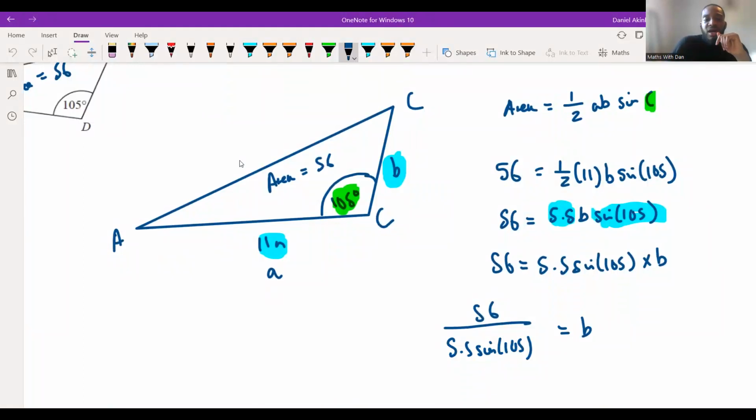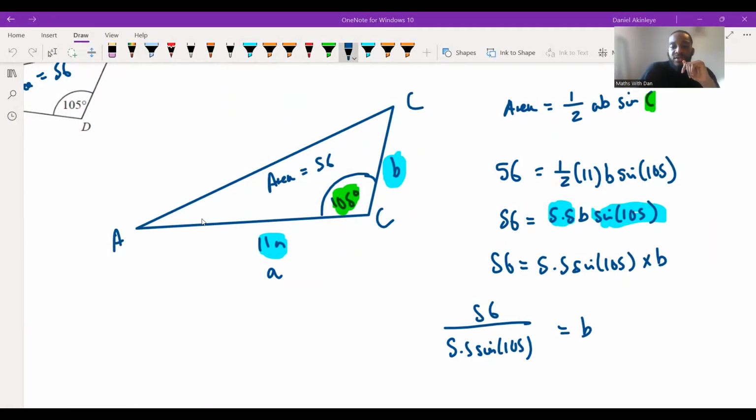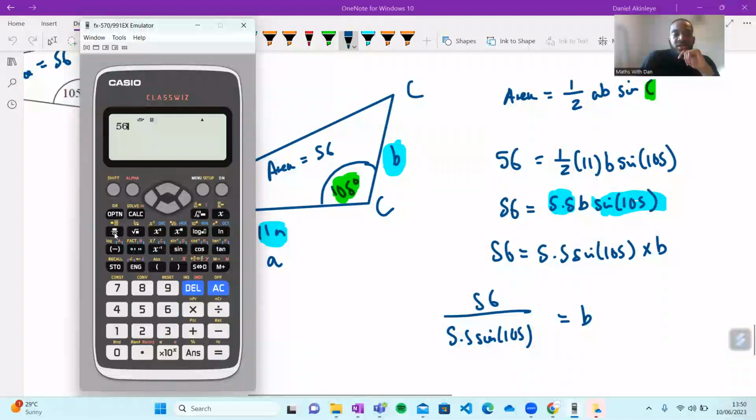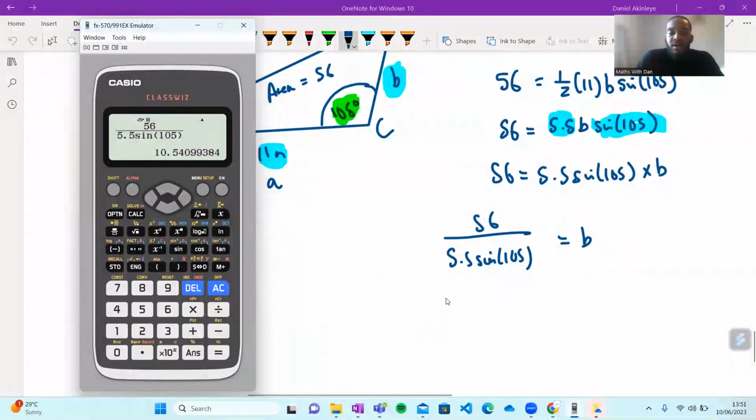Now I can put this into my calculator and see what it gets me. This will just be 56 over 5.5 sine 105, and this is equal to b. Let me just make sure my calculator is in degrees. Make sure your calculator is in degrees, but it will be anyway. If I plug this in now, this will give me 10.54099, and so on.